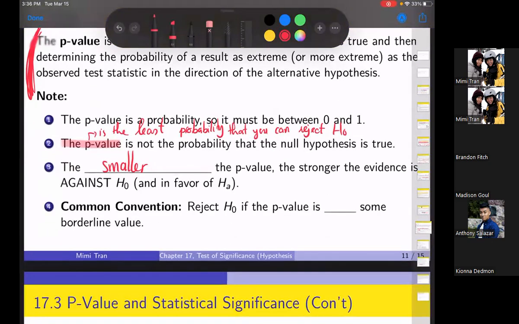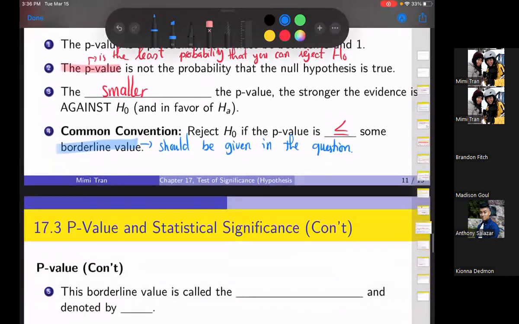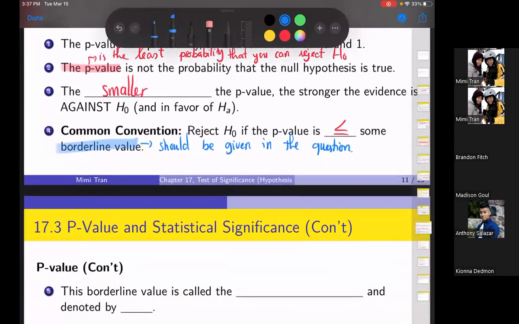Common convention: reject H naught if the p-value is less than or equal to some borderline value. And I'll tell you what the borderline values are. It should be given. You should not guess this. If you don't see it on the exam, you let me know. But it should be in the question, always. And the borderline value is called the significance level, and it's denoted by alpha.